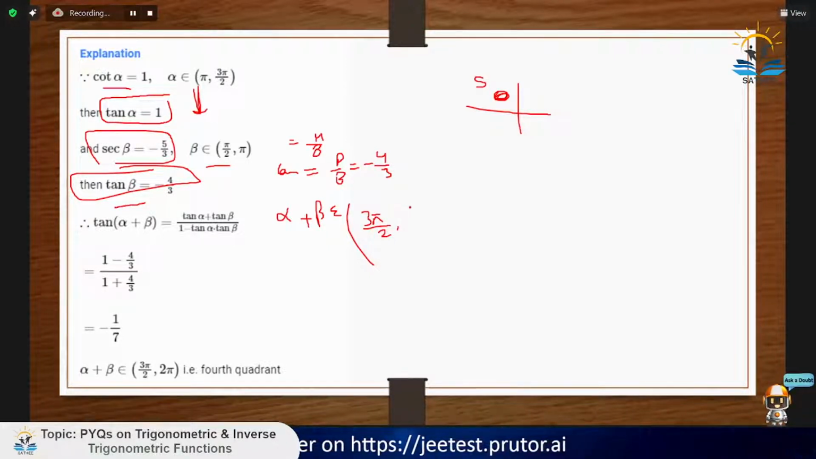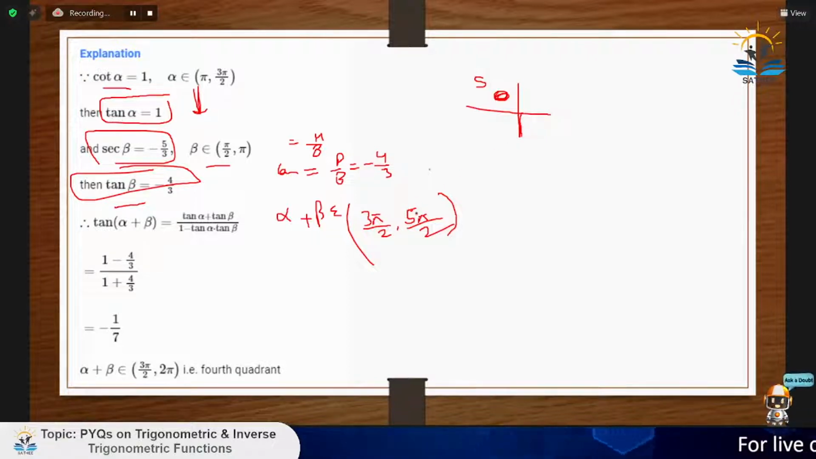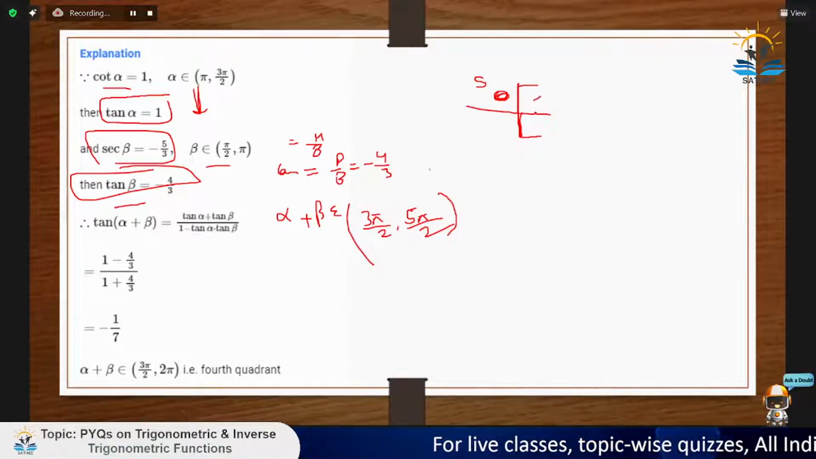That thing is equal to 5 pi/2. So alpha plus beta lies between these two values, 3 pi/2 and 5 pi/2. 3 pi/2 is here, and 5 pi/2 is how much? 5 into 90 implies 450. So basically this quadrant में इस दोनों के बीच में कहीं पे होगा. But मेरे को exact coordinate बताना है, तो either it would be this quadrant or this quadrant.